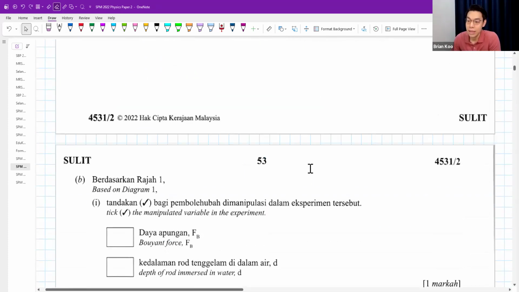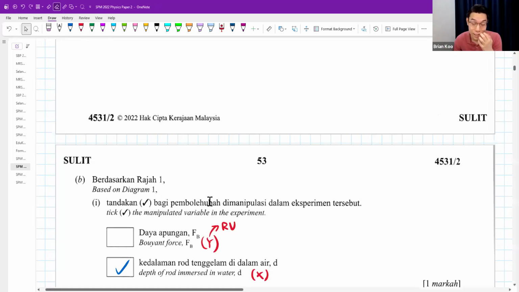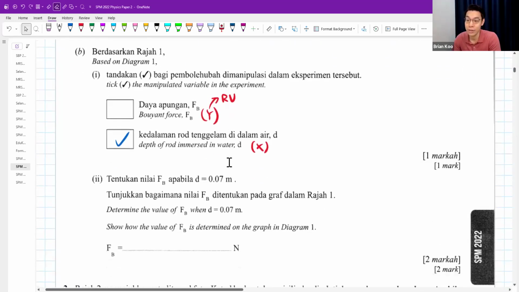Based on your diagram, pick the manipulated variable in this experiment. Manipulated is the depth of rod immersed, which is your x-axis, right? Usually the y-axis we will call the responding variable. So you change the depth of how much you immerse, and then you get the buoyant force as a result, which is the y value, the responding variable.